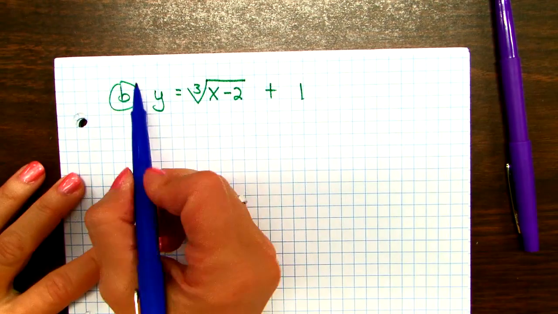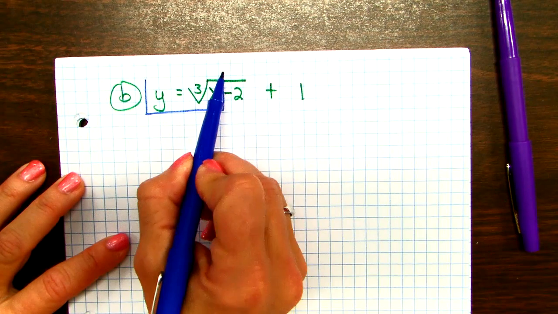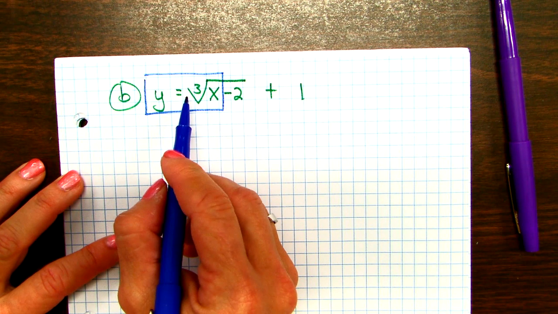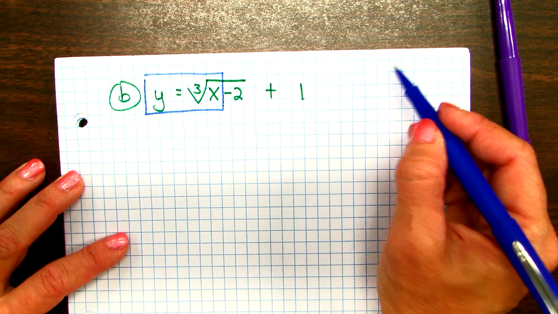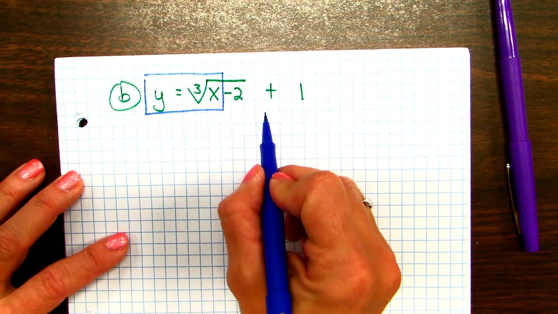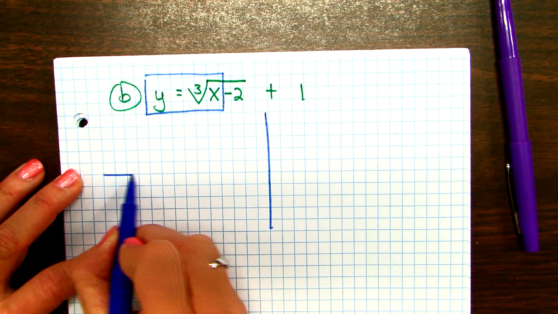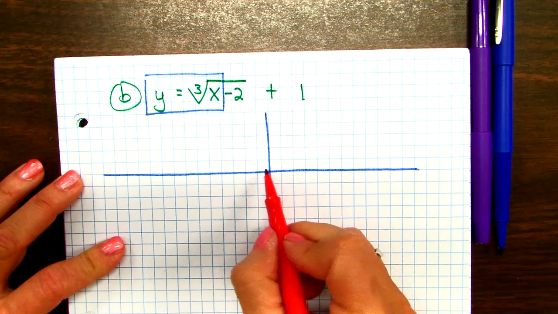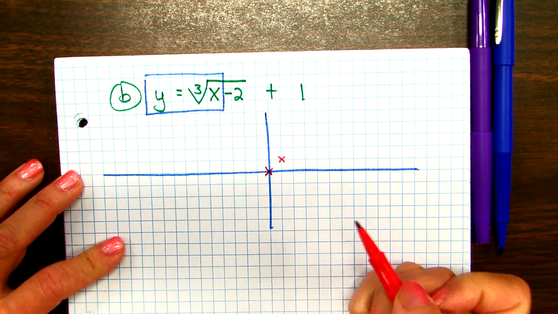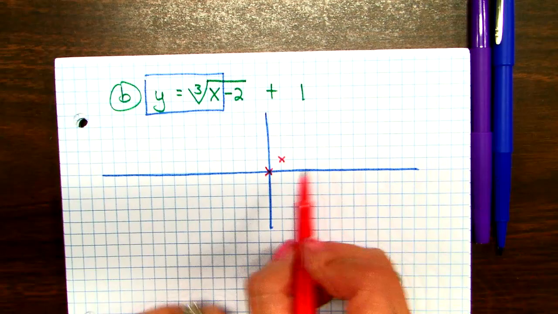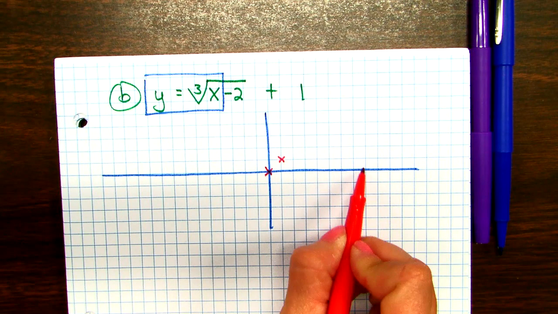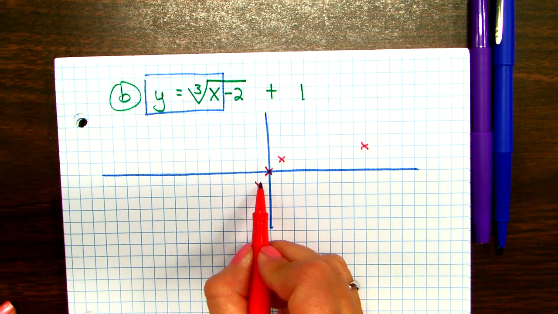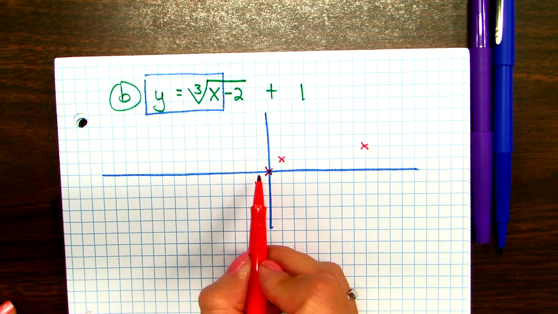Okay, we start with the parent function, which is just up to here. That's those starting points that we talked about on the other page. So if you needed to write them out, you could, but you don't have to. So we're going to make x's and not connect them. So we always start at 0, 0, 1, 1, and instead of 4, 2, we do 8, 2. And then the same thing on the other side. Left 1, down 1. Left 8, down 2.